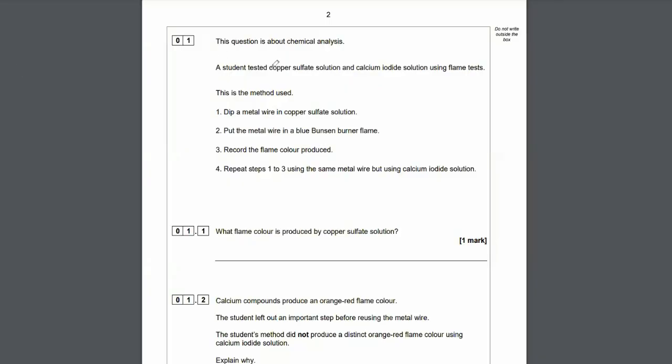The student tested copper sulfate and calcium iodide solution using flame tests. This is the method used. Dip the metal wire in copper sulfate solution, put the metal wire in a Bunsen burner flame, record the flame color produced, repeat it using calcium iodide solution. Which color flame is produced by copper sulfate?